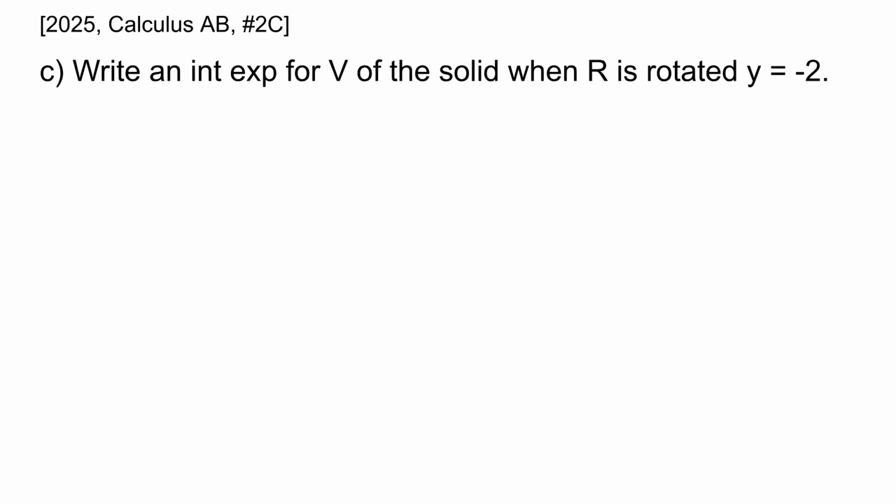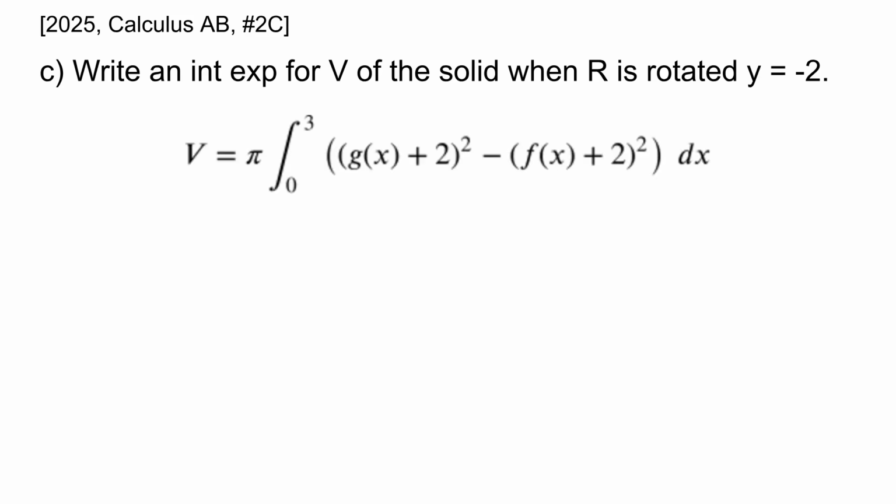In part C of this question, we are asked to write an integral expression for the volume of the solid when R is rotated around the line y equals -2. We are told not to evaluate the integral. That volume is given by the expression pi times the integral from 0 to 3 of the quantity g of x plus 2 squared minus the quantity f of x plus 2 squared dx.